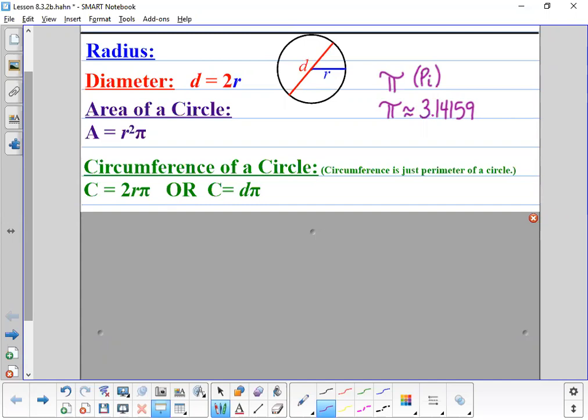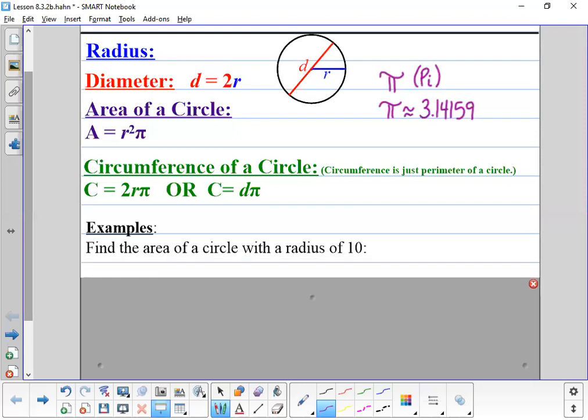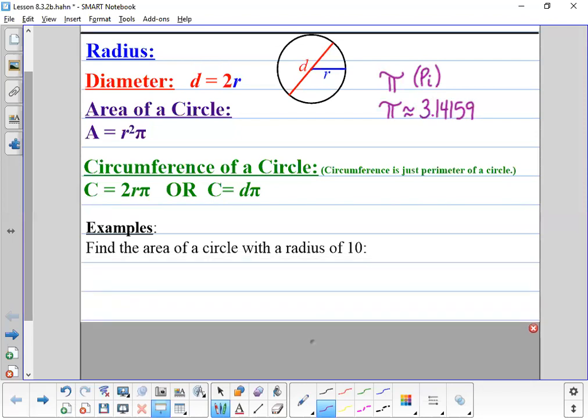We can find the circumference by doing 2 times the radius times pi. Or since 2 times the radius is the diameter, you can do the diameter times pi. So that is our formula for the circumference of a circle. The easiest way to kind of understand these things is to do some examples. So let's start with this first example.